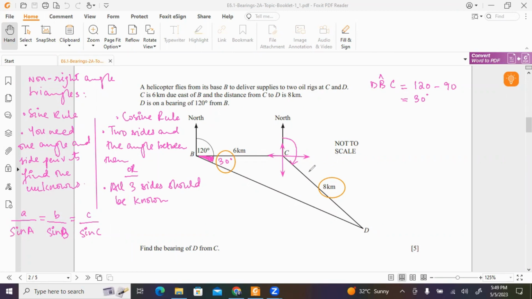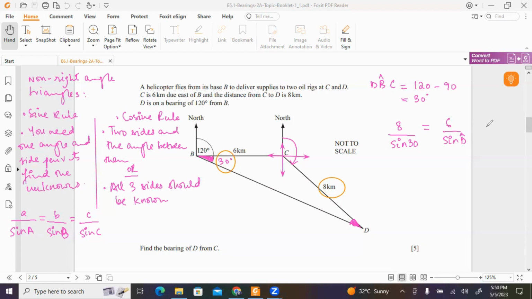So what we're going to do is, since we're going to find the bearing of D from C, but first we need the other angles, we can find this angle. Why can we find this angle? Because we have its corresponding length. So it's ideal to go for what we already have. So I'm going to write 8 over sine 30 equals 6 over sine D.